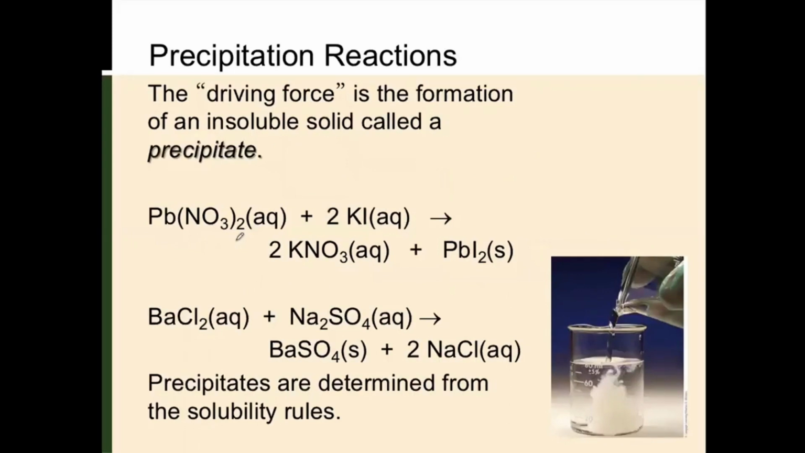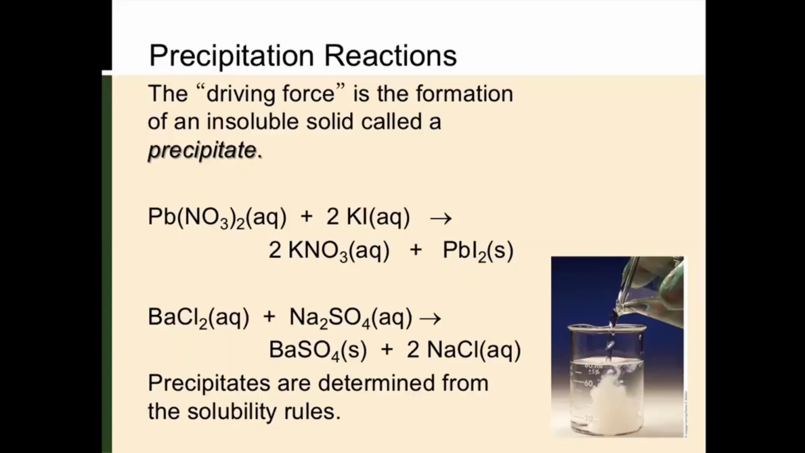Precipitation reactions: the driving force is the formation of an insoluble solid called a precipitate. So lead nitrate plus potassium iodide gives potassium nitrate plus lead iodide, which is a precipitate. Barium chloride plus sodium sulfate gives barium sulfate plus sodium chloride. Barium sulfate here is a precipitate. That's shown by this (s), meaning it's a solid. And precipitates are determined from the solubility rules. If we went back to our solubility rules, we would see the barium sulfates are insoluble. And so you get something like this happening.